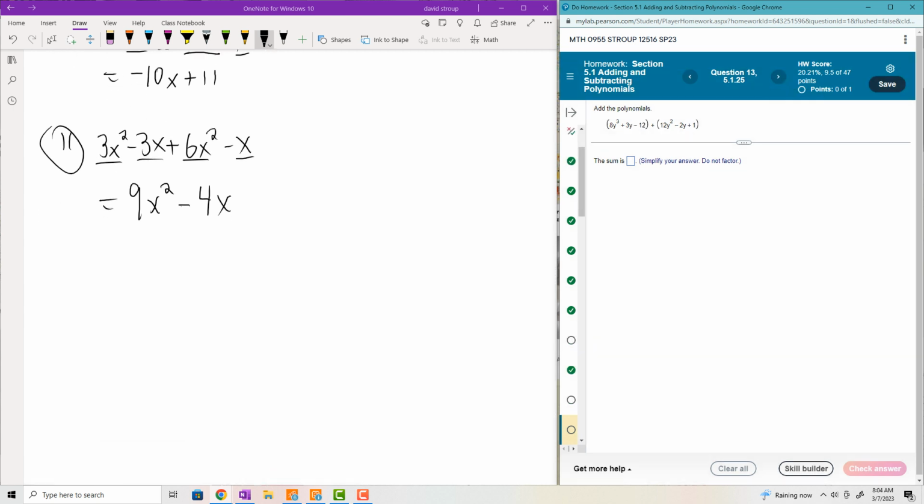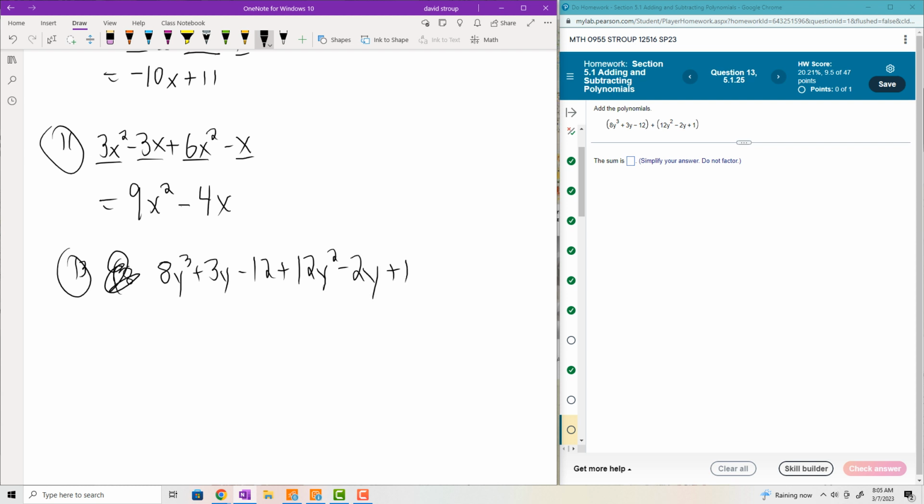Here I am adding another set of trinomials this time. So I'll get rid of those parentheses already. 8y cubed plus 3y minus 12 plus 12y squared minus 2y plus 1. First off, the 8y cubed doesn't really have a complementary term to add it to, right? So it's just the 8y cubed. There's nothing I can do with it, so I just copy it down.